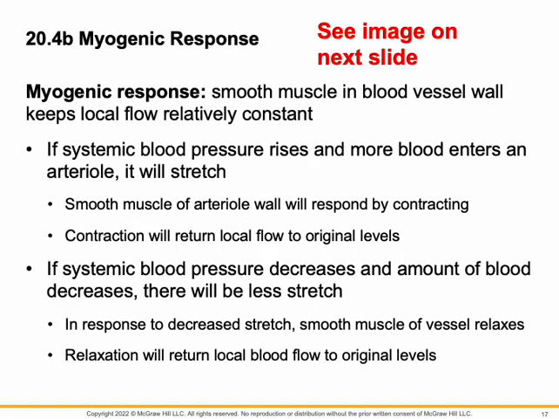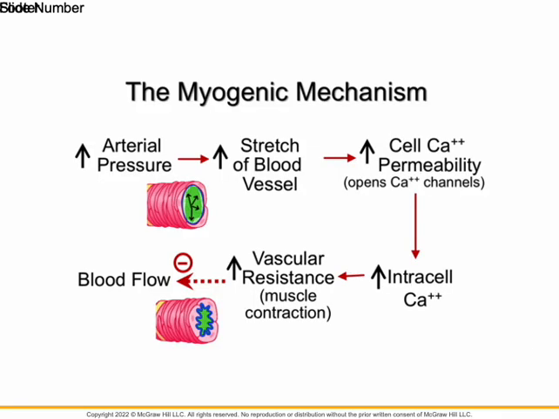Okay, second thing here is something called the myogenic response, right? So you can read here on the slide what the myogenic response is. I'm going to show you an image in the next slide to illustrate it. It'll make a little bit more sense, right? For the myogenic response, essentially think as you have more stretch of the blood vessel, you get a stronger contraction of the blood vessel, right?